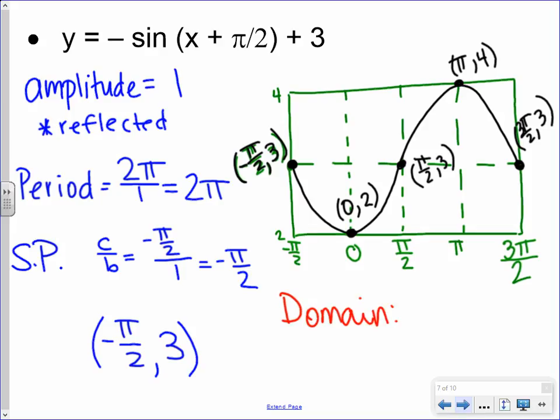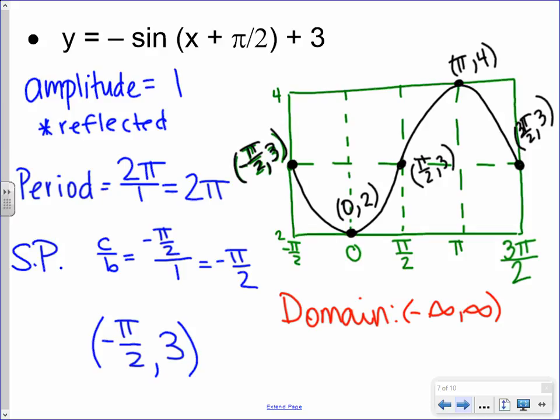Now, what's true about this curve? It's going to keep going in both directions, right? So, CJ, what's the domain? Negative... What's true about all cosine and sine domains? They're going to always be all real numbers, okay? Both sine and cosine go forever in both directions, and so their domains are always going to be negative infinity to positive infinity, okay, for cosine and sine.